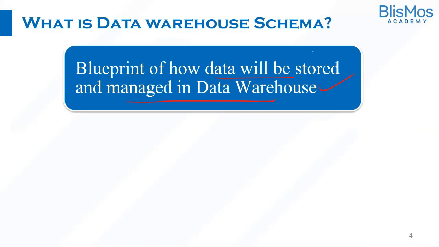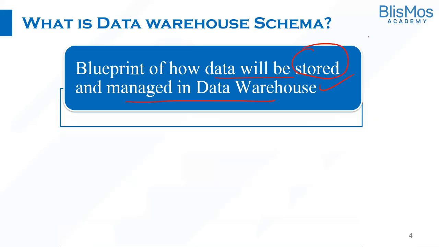Again, we are talking about how we are storing the data and how we are managing the data which is there in the data warehouse. That will be indicated by a data warehouse schema. One more way of looking at it is that a data warehouse schema is nothing but an organization of how the data is stored and how it relates to other data within a data warehouse.